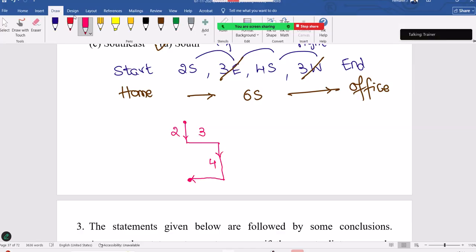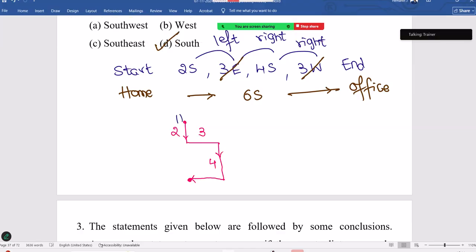Office. Home to office. Home is here, office is here. Now what is the shortest distance from home to office? This is already 2, this is 4. Totally from here to here it is 6. That's why 6 kilometers from home to office, and office is down to home. Down means south direction, up means north direction. So the answer is south. Office is south to your home.